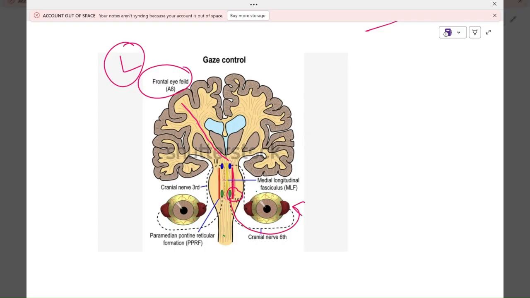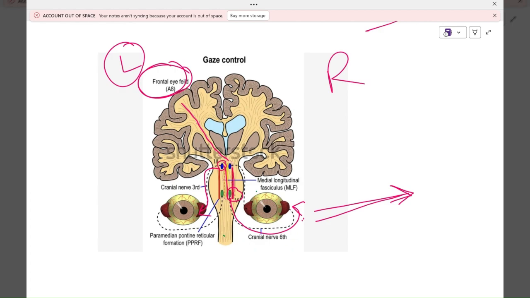At the same time, the impulse travels through the MLF, the medial longitudinal fasciculus, the yellow tract in the diagram, and goes to the oculomotor nerve of the left side, the same side, which supplies the medial rectus of the same side. So the lateral rectus of the opposite side and the medial rectus of the same side are stimulated simultaneously. As a result, the gaze moves to the right side. So when the left frontal eye field is stimulated, the gaze moves towards the right side, pushing the eye towards the opposite side.